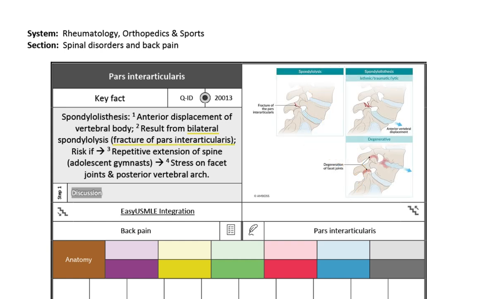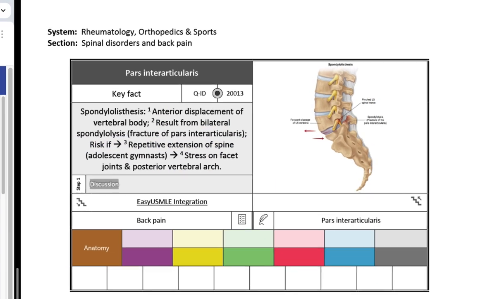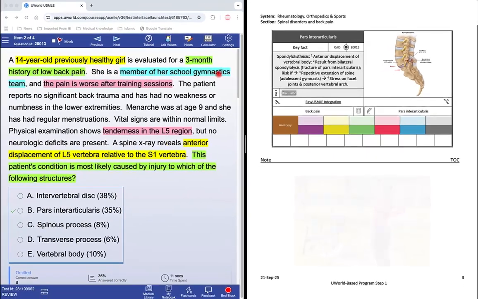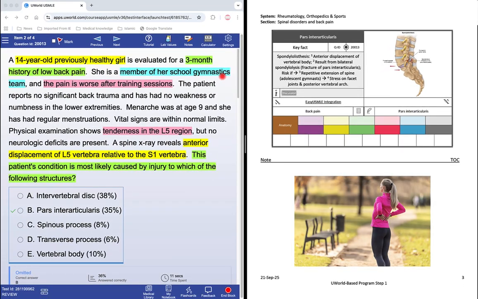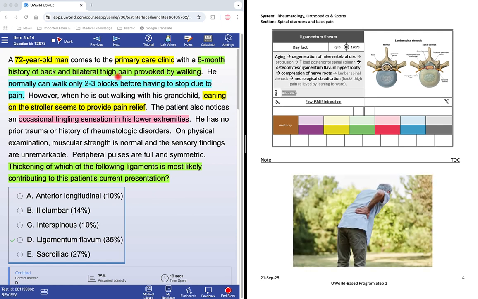fracture of the pars interarticularis, called spondylolisthesis, and the risk of this condition increases if there is repetitive extension of the spine, similar to our patient here who is a member of her school gymnastics team, because that creates stress on the facet joints and posterior vertebral arch, resulting in the fracture and development of this condition, spondylolisthesis.